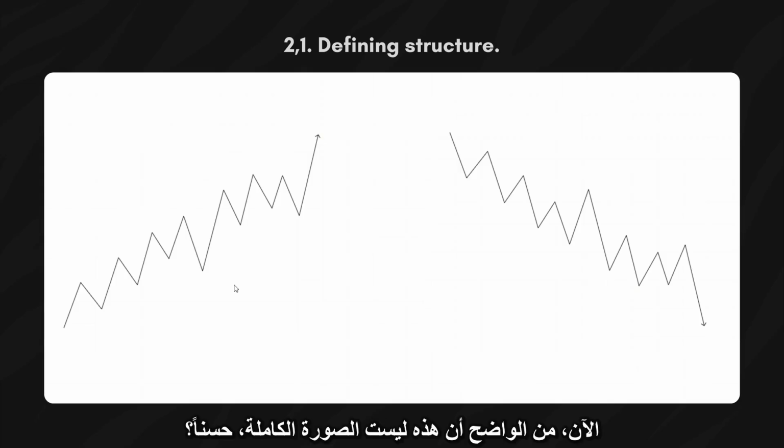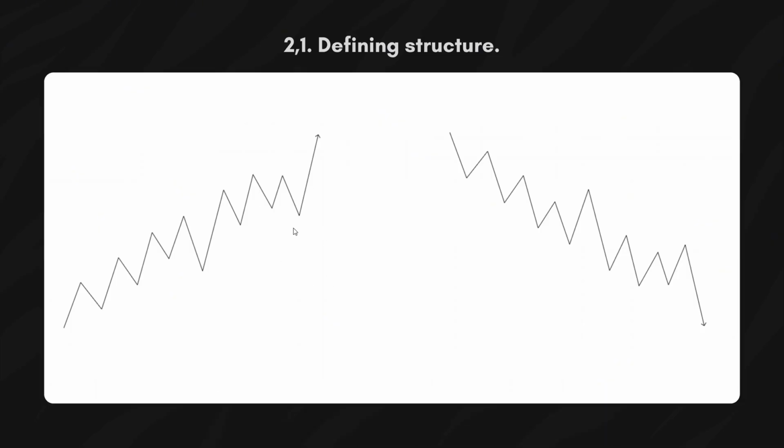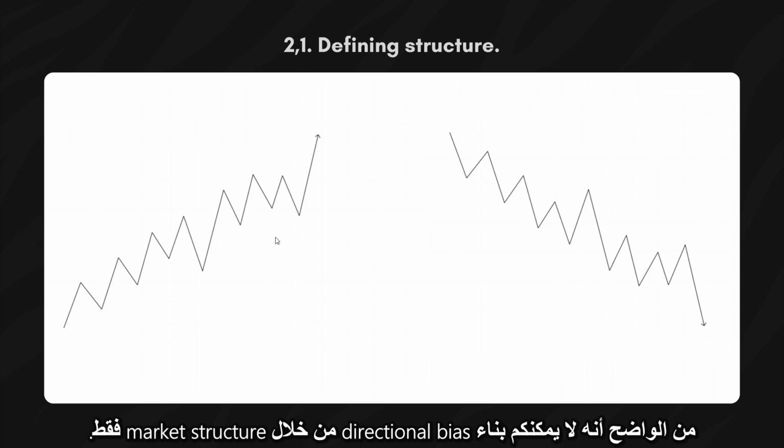Okay? Now, obviously, this isn't the full picture, right? We will still be combining this with the other tools later in the chapter to build a complete directional bias, but this right here is where that process begins. Now, "obviously" is the keyword right here.